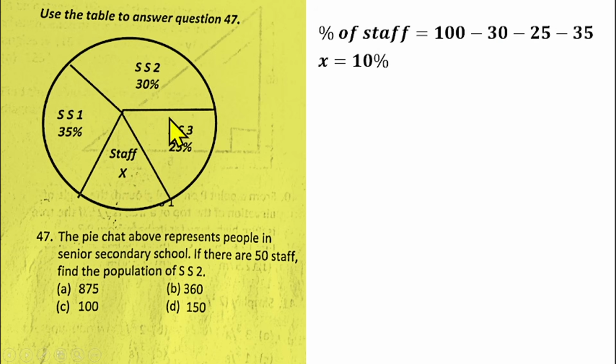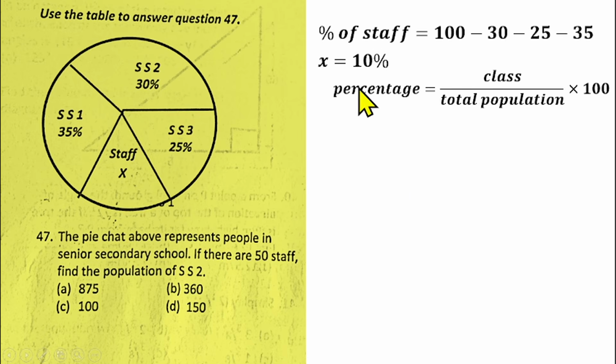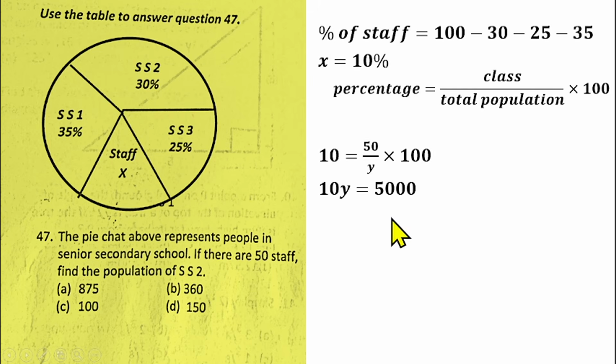Then having known that, you can use that to find the number of staff. Therefore, percentage will be equal to the class over total population multiplied by 100. This is the same way we find the sectorial angle in a pie chart. So we have 10%, and we are told that there are 50 staff here, so we have 50 over total population, which is what you are looking for, multiplied by 100. From there, cross multiply, we have 10y equals 50 times 100, which gives us 5,000. Divide both by 10, that gives us 500.